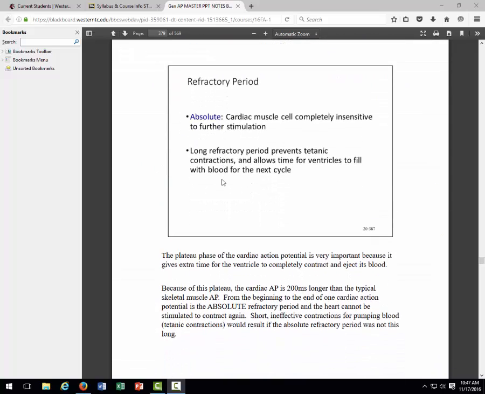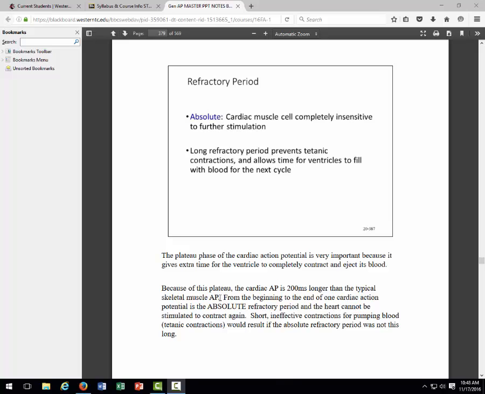So the refractory period is longer in a cardiac muscle cell. Would you agree with that? Which means when we're in an action potential, if you look at the time of that action potential, it's longer. So it's 200 milliseconds longer than a typical skeletal muscle cell.